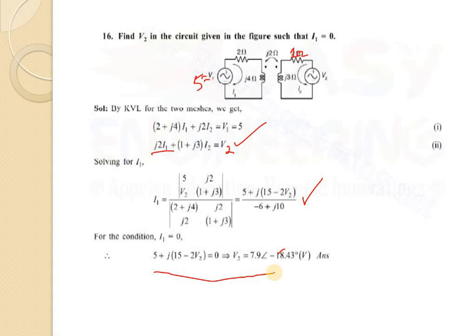Because as per the problem, our condition is I1 should be 0. So definitely we need to calculate the value of I1 first. After that, we will put 0 in place of I1, and we have to calculate the value of V2. So in that way, we have calculated the value of V2 by putting the condition I1 equals to 0.